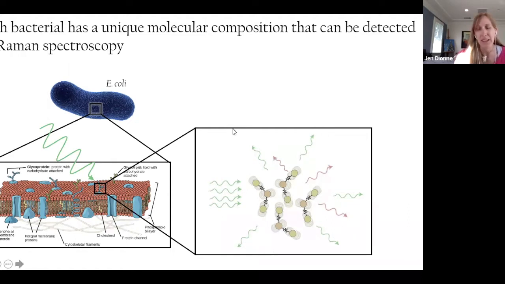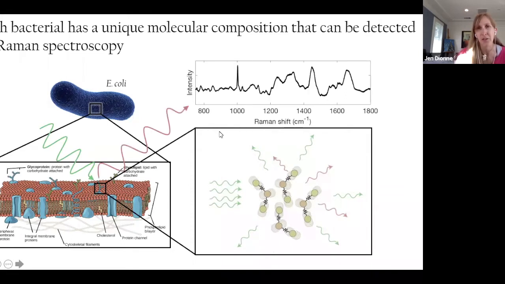We're going to be looking at the Stokes shifted photons, so the lower energy photons, and we look at a Raman shift. That's usually on the order of a nanometer to a few, tens to hundreds of nanometers from the light source. The idea is that each cell has a unique composition, so we can use this Raman scattering spectra to uniquely identify any cell.